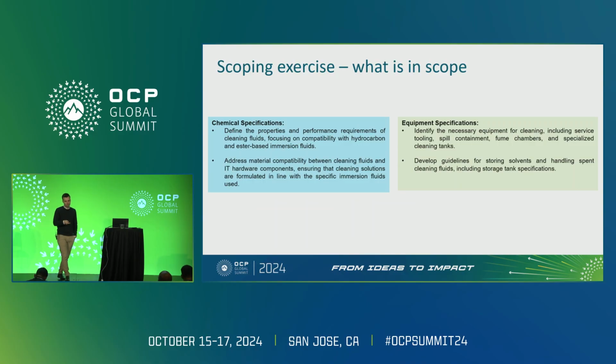So I'm going to zoom in on that now. And this is kind of a lot of text, so I apologize for that. But just going through this fairly quickly. So the plan at the moment is to organize a white paper with the following sections. So in scope, we have chemical specifications, where we're going to define the properties and performance requirements of cleaning fluids.